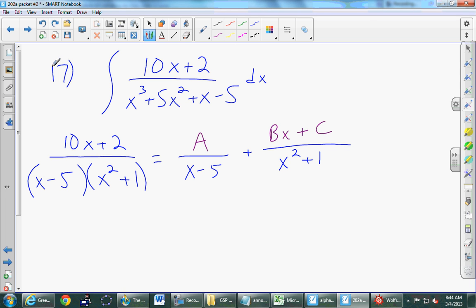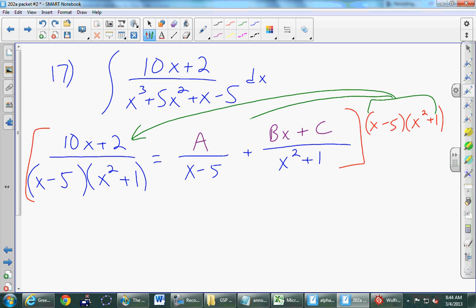Okay, so next thing we do is multiply both sides by the LCD. So let's do that. So I'm going to multiply this whole thing by x minus 5 and x squared plus 1, which means this thing is going to come in and hit the left-hand side and hit both fractions on the right-hand side. It distributes all the way through. Good things happen on the far left.